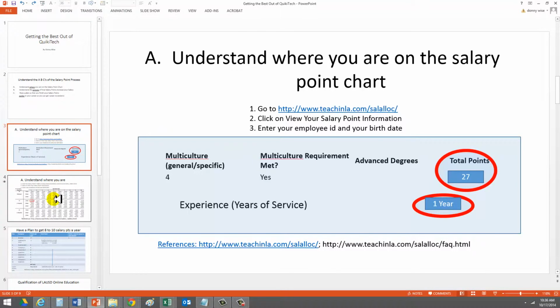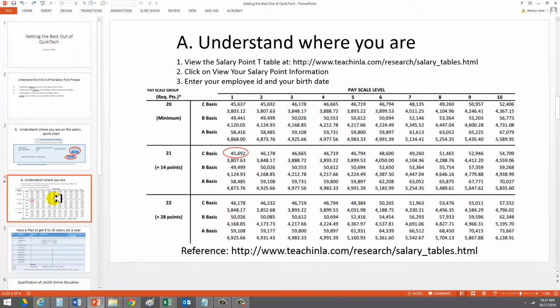Well, once you have those two numbers, that forms basically the row and the column of where you are on the salary point chart. It's called the salary table, and you'll notice here this particular teacher has 27 salary points, so she's in this bracket. All she needs is one more salary point to bump over to the next bracket. So you should have the number in your mind very readily available of how many salary points you need to get to the next bracket.